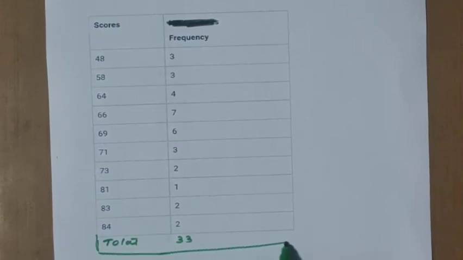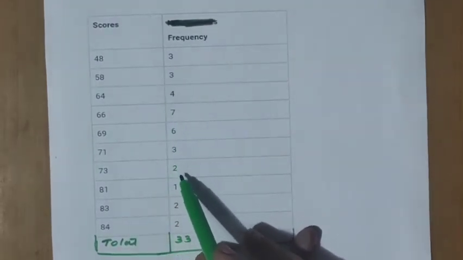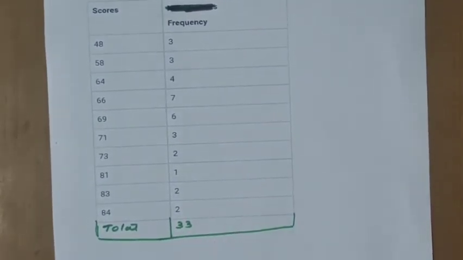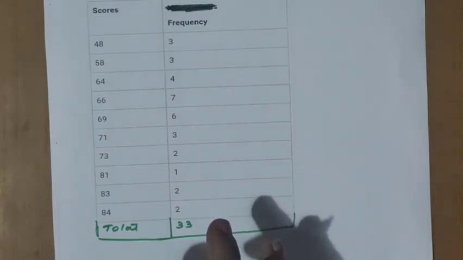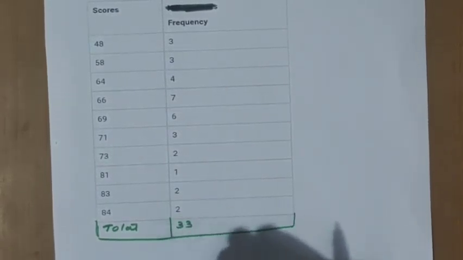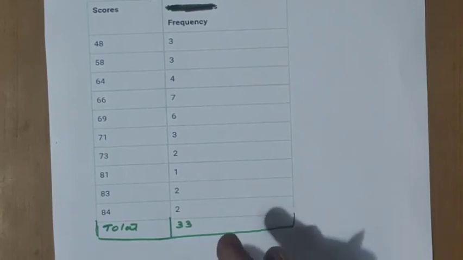The total should be added here. So 33 students are there: 10, 17, 23, 26, 28, 29, 31, 33. So this should be added, then only it is correct. So the data in the form of a frequency distribution table we have made. It's an ungrouped frequency distribution table. Here you can add the tally mark or you can avoid it also.